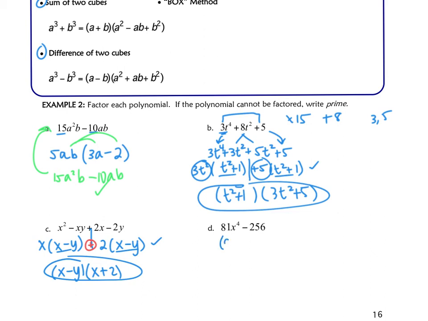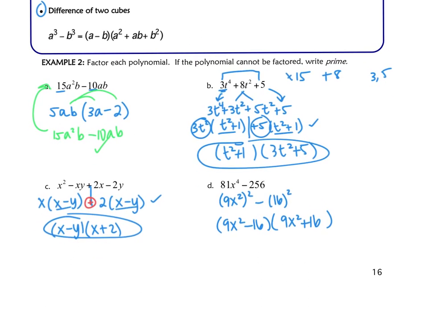Well, this is really 9x squared, squared, minus 16 squared. That should help us with our difference of squares. So I have 9x squared minus 16, 9x squared plus 16. You are not done. At least one of those factors can be factored further.